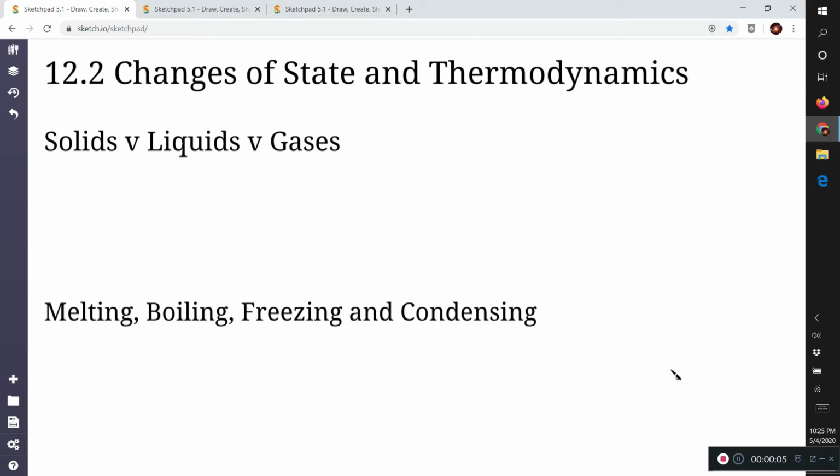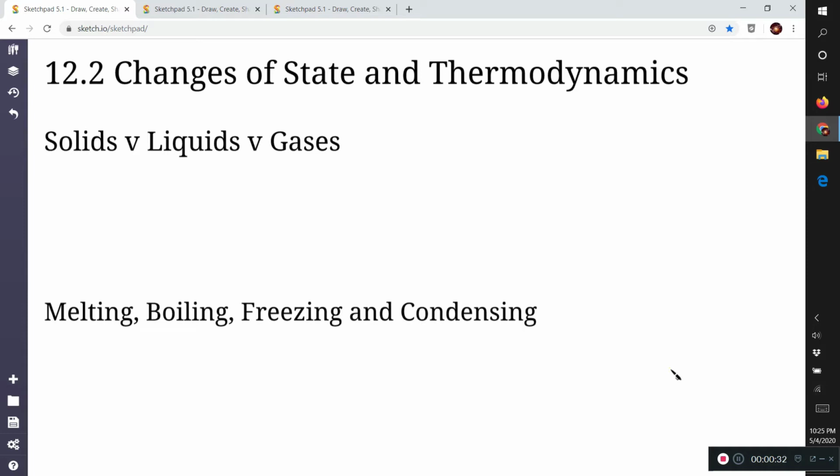Today we're going to be talking about section 12.2, which is changes of states and thermodynamics. We talk about states of matter. The three most common that we experience are solids, liquids, and gases. We all have a general idea of solids, liquids, and gases. Solids have a fixed volume and shape. Liquids have a fixed volume, but not a fixed shape, and gases have neither a fixed volume nor a fixed shape. But what does that mean and why?